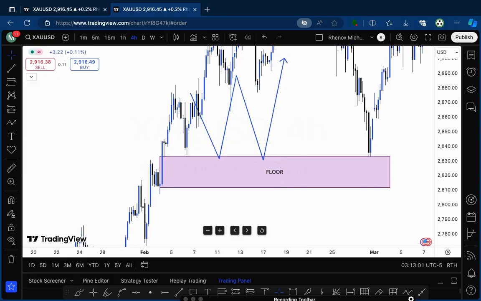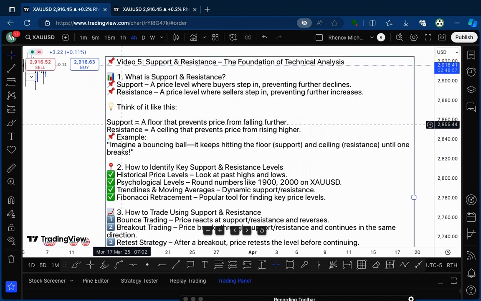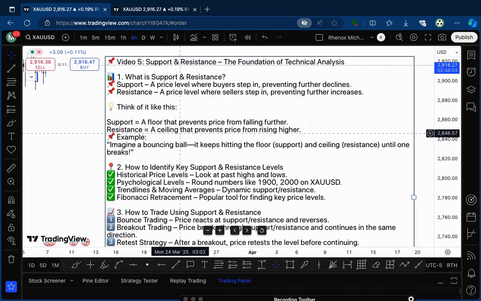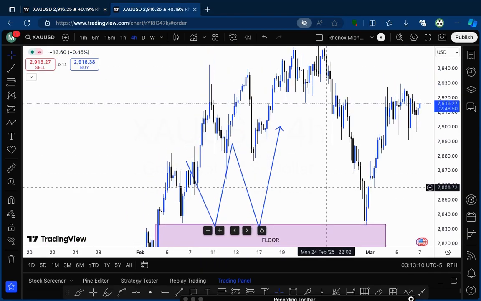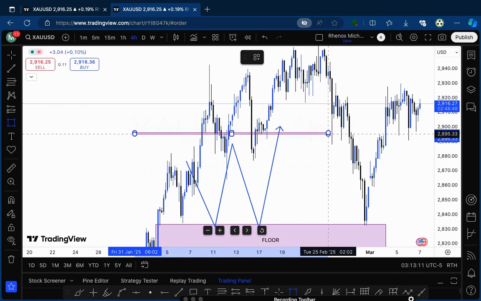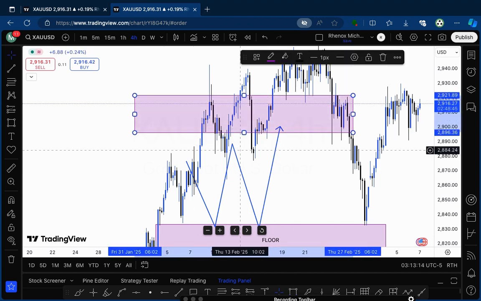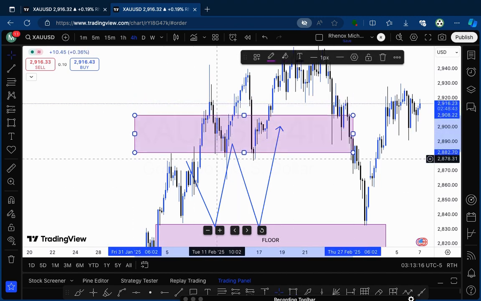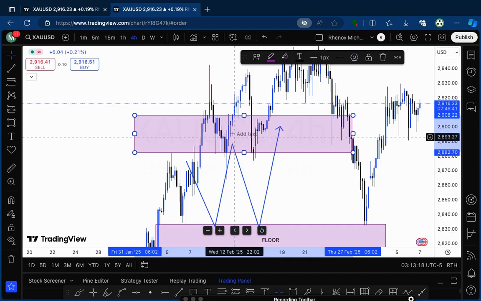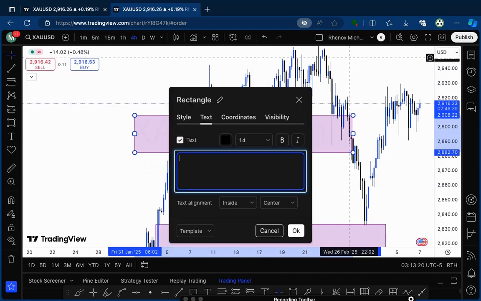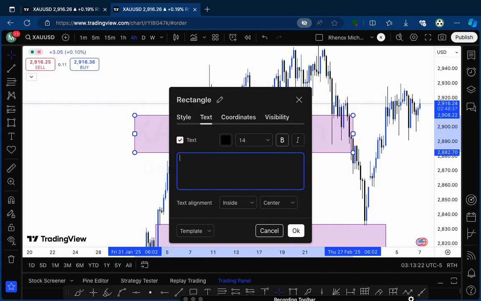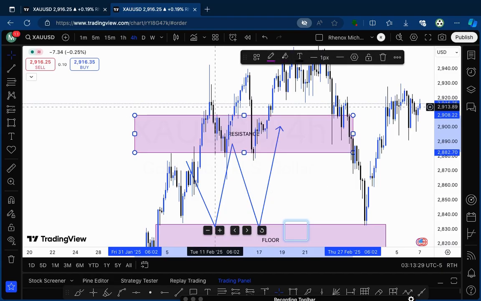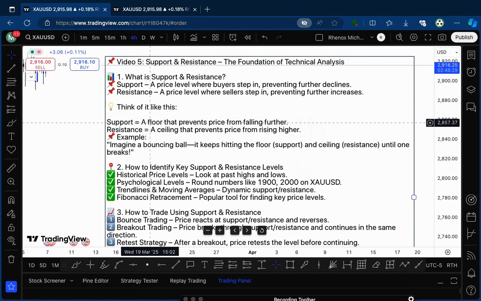So likewise, resistance is a ceiling that prevents price from rising higher. Resistance is that ceiling, just like the way price kept hitting this floor. Price comes to the ceiling here and then keeps bouncing back to the floor. That is our resistance. Now, okay, let's move on.